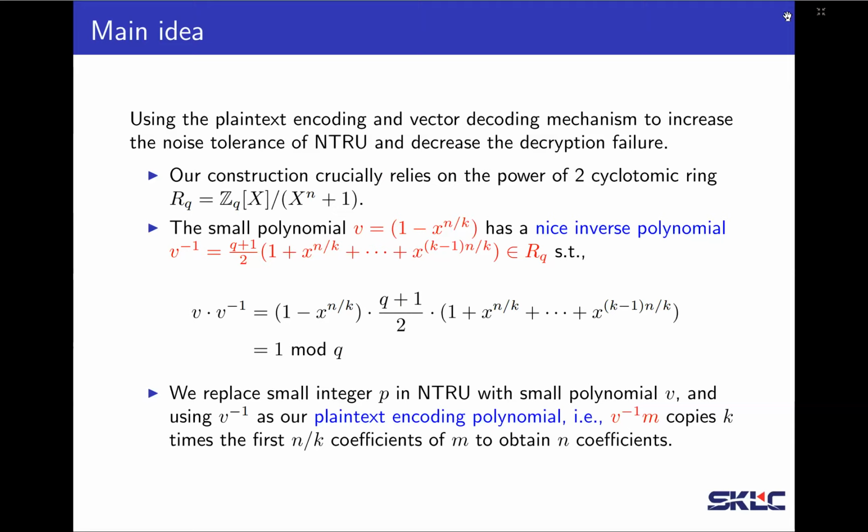Our main idea is using the prefix decoding and vector decoding mechanism to increase the noise tolerance of the scheme and decrease the decryption failure. Our construction crucially relies on the power of 2 cyclotomic ring, where the underlying polynomial is x to the power of n plus 1, where n is a power of 2. We found that the small polynomial v equals 1 minus x to the power n over k has a nice inverse polynomial, v inverse, which is equal to 1 over 2 times 1 plus x to the power n over k up to x to the power k minus 1 times n over k. And we replace the small integer p in NTRU with this small polynomial v, and use the inverse of v as our ciphertext encoding polynomial. Worth noting that the polynomial m only has non-zero binary coefficients in the first n minus n over k coefficients. So the inverse of v times m essentially copies k times the first n over k coefficients of m.